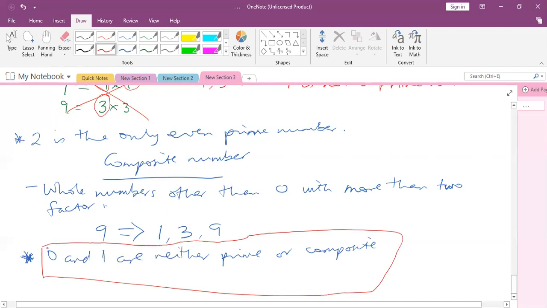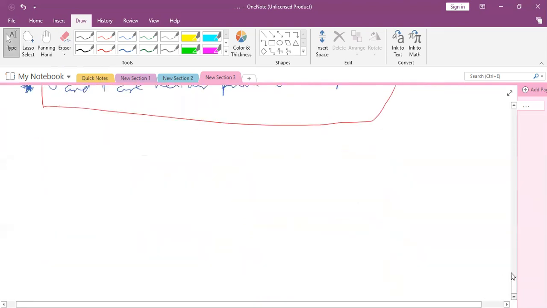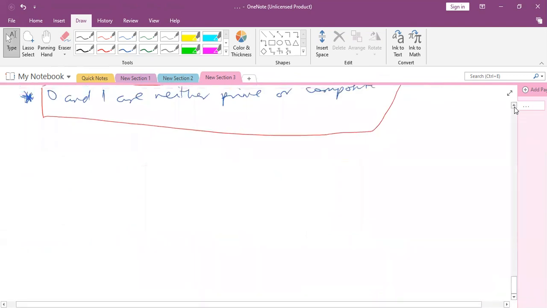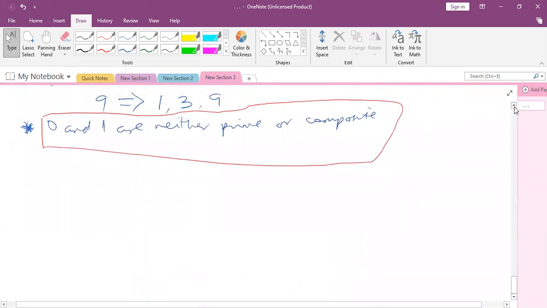Neither prime nor composite. Right. So I believe now you should be able to identify composite numbers and also prime numbers when you are given a problem.